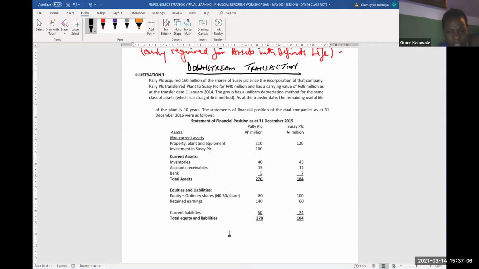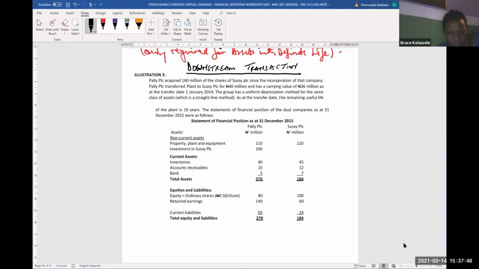The statements of financial position of the two companies as at 31st December 2015 were as follows. Statements of financial position as at December 2015, Pali PLC and Suzy PLC in millions of naira. Assets, non-current assets, property, plant, and equipment. For Pali, it's 110 million. For Suzy, 120 million. Investment in Suzy PLC, 100 million. Current assets, inventories, 40 million for Pali, 45 million for Suzy.